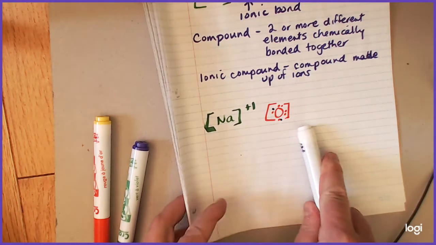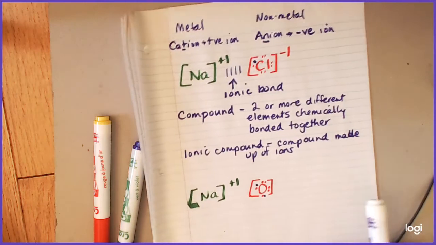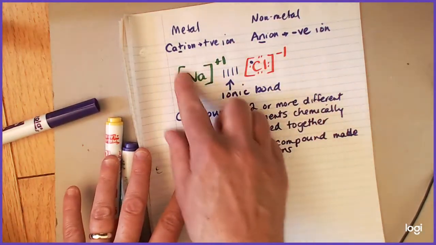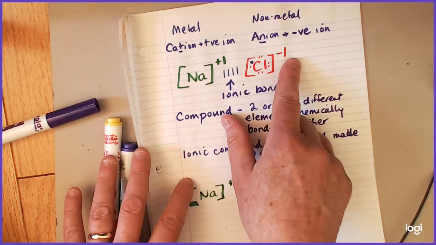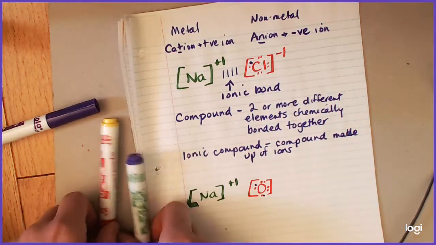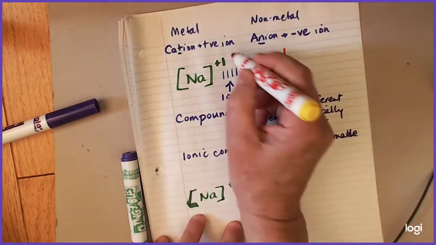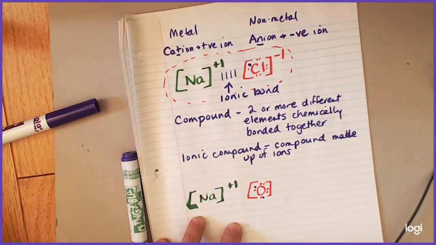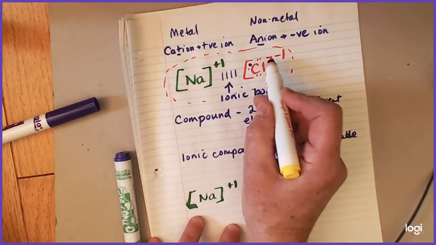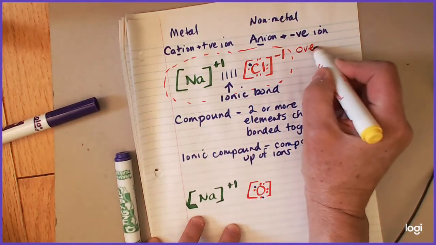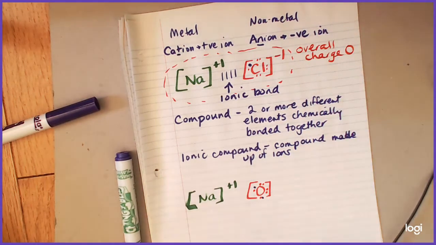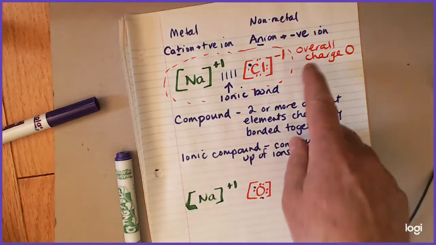Okay, take a break from this. We're going to go up here because I need to say something else. So if we look at this compound that's formed, we know this is +1 and this is -1, but if we look at the overall charge of this whole compound, +1 and -1, the overall charge is 0. They've balanced each other out. They've neutralized each other. So that's going to be important for this next part here.